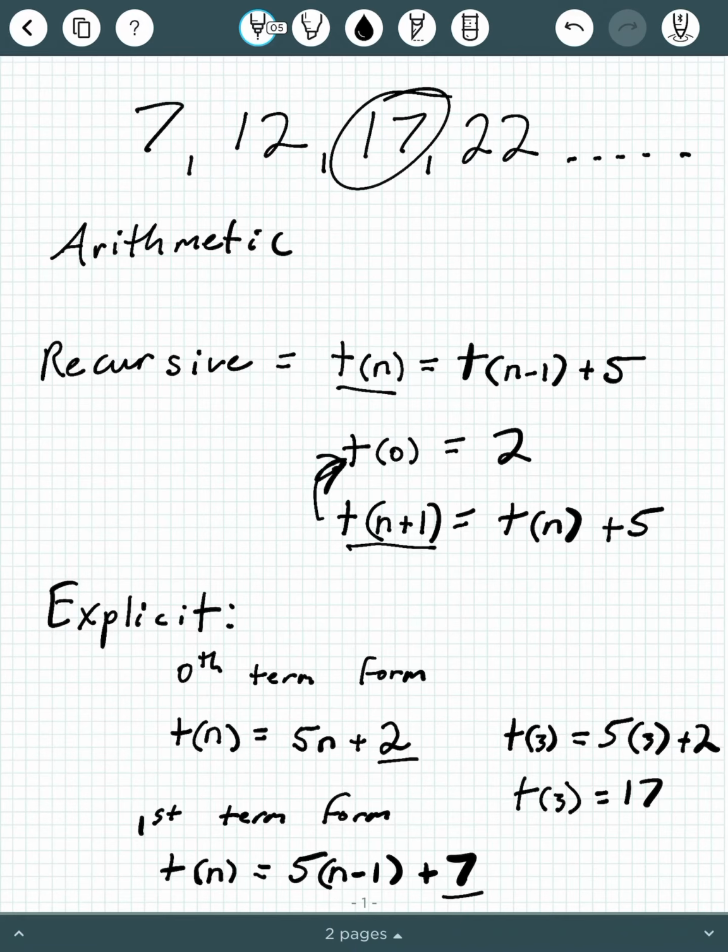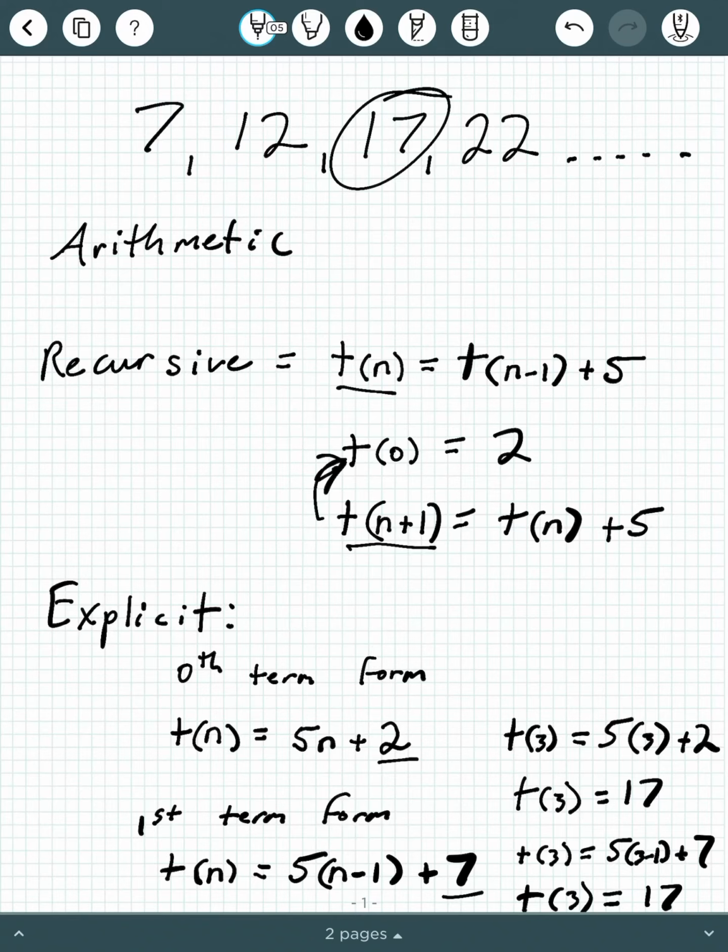And the same thing to check that, we could do t of 3 is equal to 5 multiplied by 3 minus 1 plus 7. And so that says the third term is equal to 5 times 2, which is 10, plus 7 equals 17. So those are both acceptable ways to write the equation for an arithmetic sequence. So I know I went quickly there, but you've got this video. You can pause it, rewind, and go over what I just said before you move on and look at the same ideas for a geometric sequence.